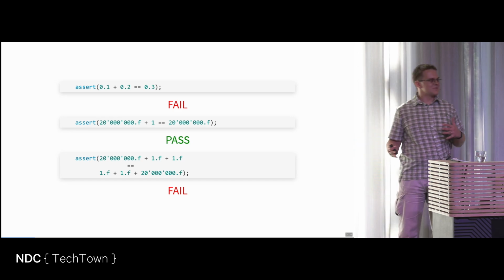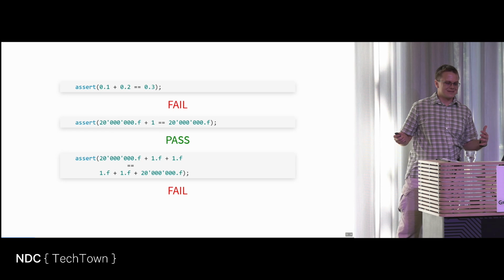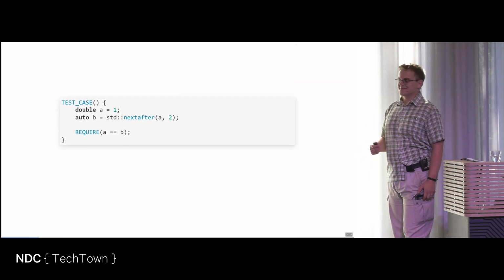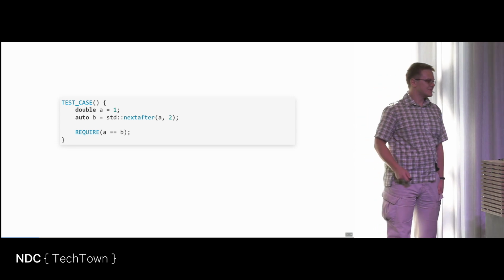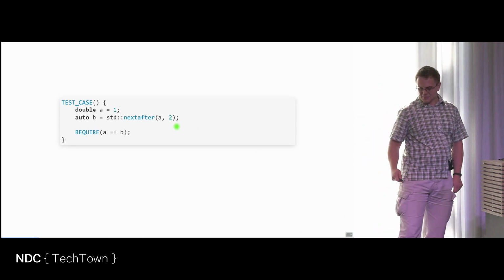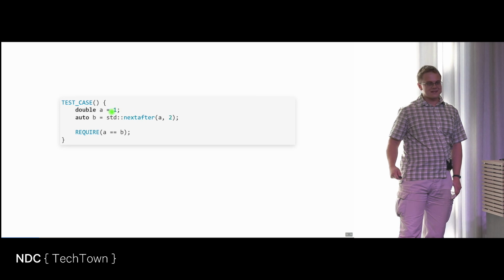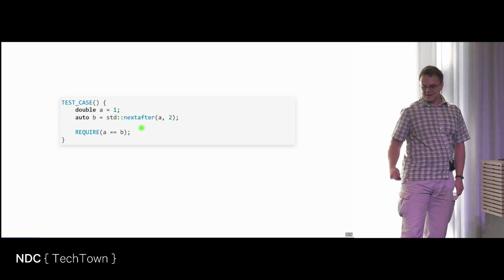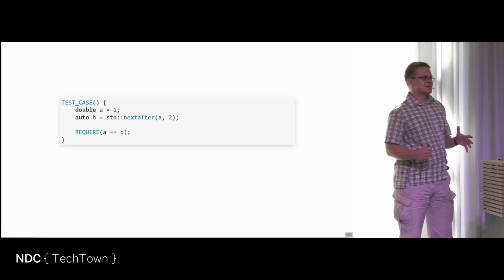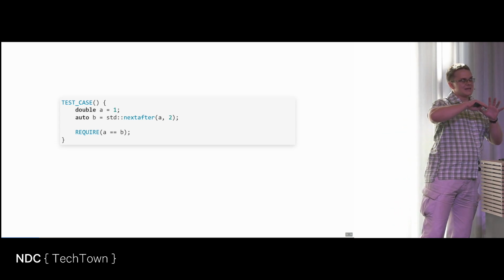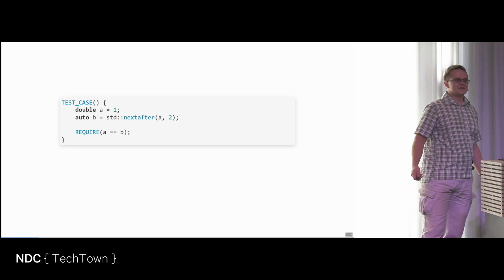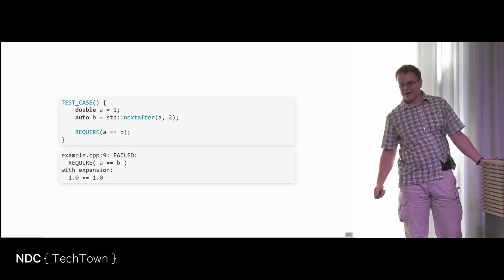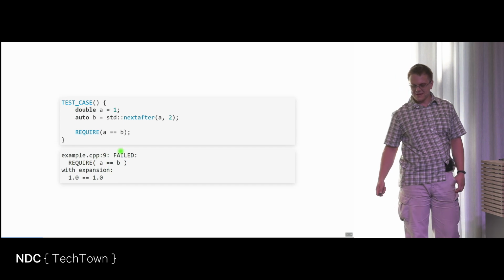And I spoke about understanding. The thing is, our tools don't always help us. Like this is a simple test in Catch2. We have some test case, that's not important. Important is that we have a double that's exactly 1. And we say, okay, give us the next double that's larger than 1. And we ask, are these equal? Well, they are not.